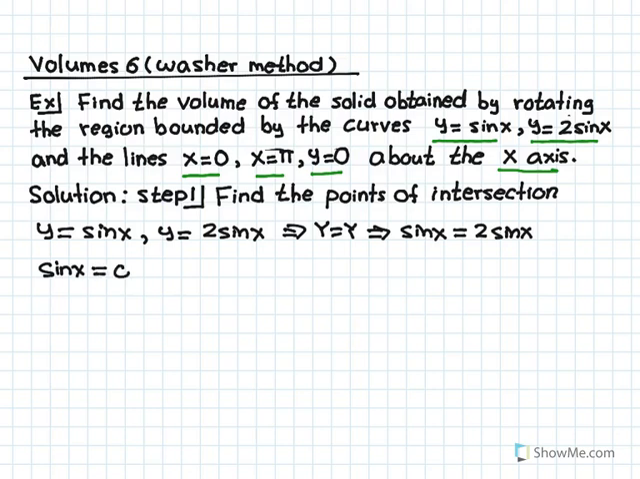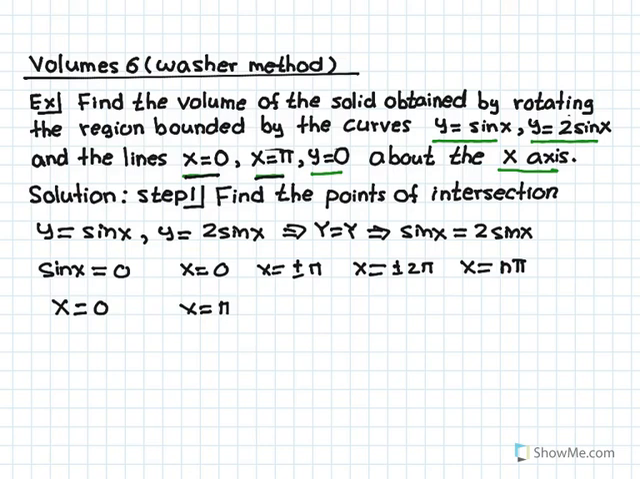is equal to 0. Well, sine x equals 0 when x is 0, when x is equal to plus or minus pi, x is equal to plus or minus 2 pi. In general, x is equal to n pi, where n is any integer. But we're only interested in the interval x equals 0 and x equals pi. So we will only take the intersection points x equals 0 and x equals pi.